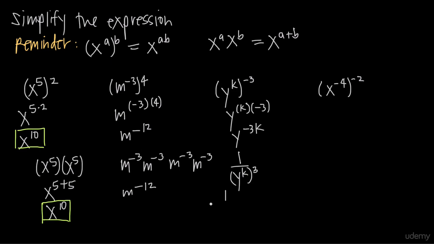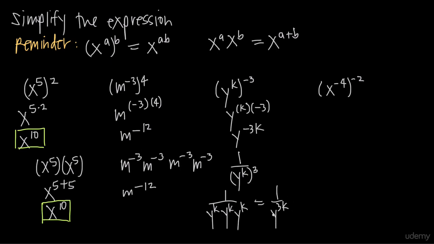So what we get is 1 over y to the k times y to the k times y to the k, 3 factors of y to the k multiplied together, and now we have this problem up here where we add the exponents. So k plus k plus k is 3k, so we get 1 over y to the 3k.